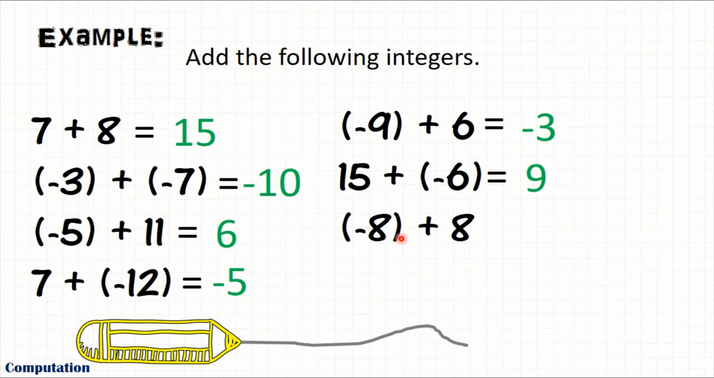Next, how about if we have negative 8 plus positive 8? Again, we have different signs, so subtract the numbers. 8 minus 8 is equal to 0.